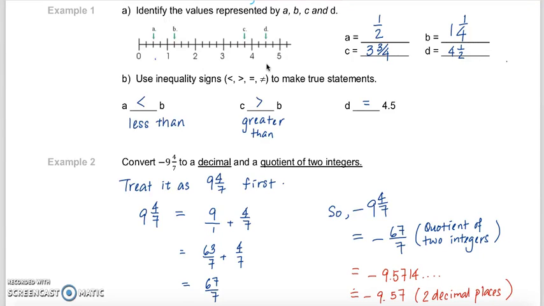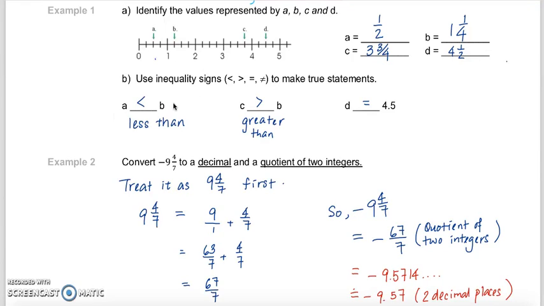So use inequality signs. Hopefully you have seen these symbols before. If not, the one pointing to the left like this is the less than symbol. This is greater than. This is equal to. An equal sign with a line through it means it's not equal.